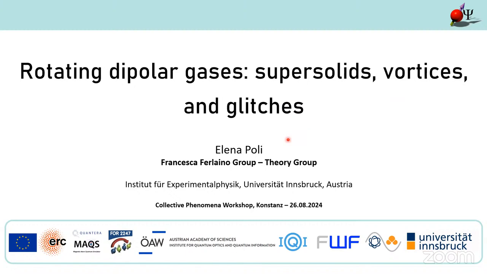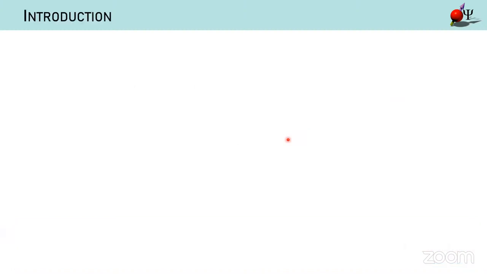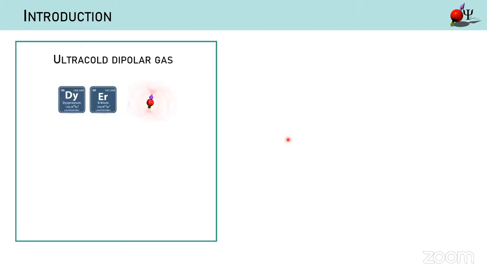To give you a bit of motivation of the story that I will tell, I want to start this presentation by showing you two very different systems and a question. The first system is an ultra-cold dipolar gas made of atoms like erbium or dysprosium that are like small magnets, so they interact via dipolar interaction. And when you cool down a many-body system of these atoms at temperatures that are close to absolute zero, you basically enter the Bose-Einstein condensate phase.